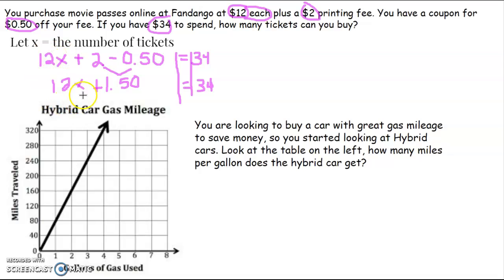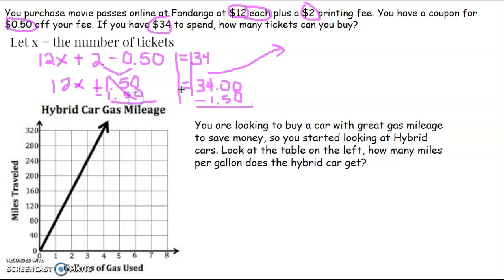I then need to get my variable by itself, so I look to see if anything's being added or subtracted from the variable, and I notice that the $1.50 is being added. So I need to do the opposite, which is subtracting $1.50. Anything I do to one side, I do to the other. And notice the way I'm lining this up. Because it's a decimal, I have to realize that the cents have to line up with the cents, and the dollars have to line up with the dollars. I'm going to go up here so I have more room.